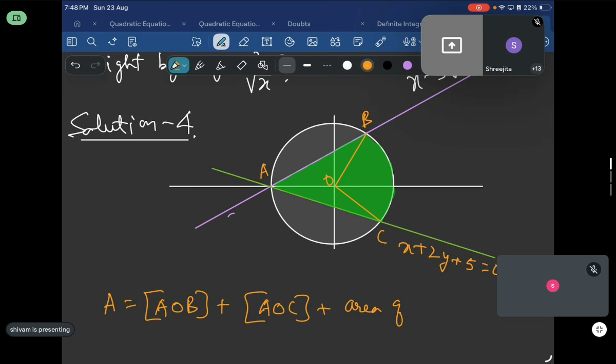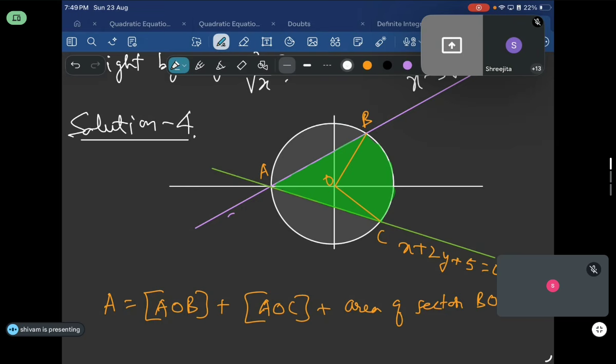Are you getting this? This is the area we need to find out. Sir, how to integrate root over 25 minus x square dx? Root over 25 minus x square, that is a standard form, right? Do you remember? x by 2 root over a square minus x square plus a square by 2 sin inverse x by a. But anyway, that is not required.